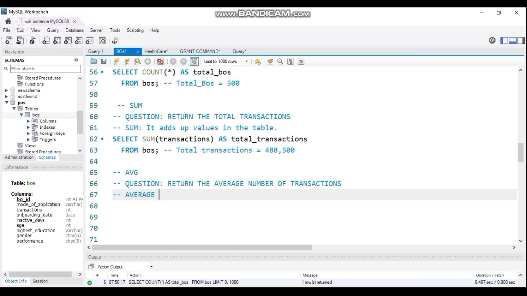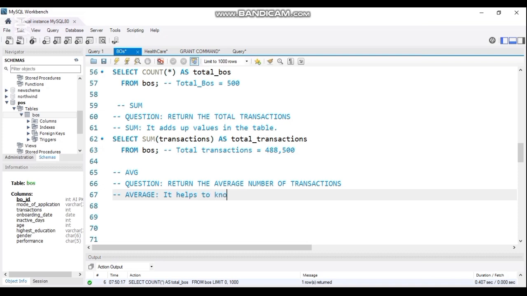And it always comes as a single result, like I said in my previous video. Anything that has to do with an aggregate function in SQL comes with what? A single result. I learned in this video that average helps us to know the common ground of data, and I want to know the common ground of my BOs' transaction numbers.